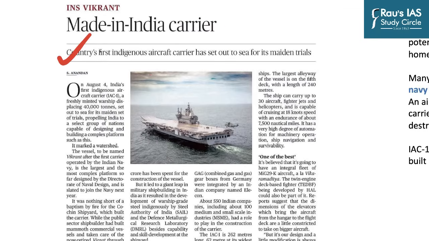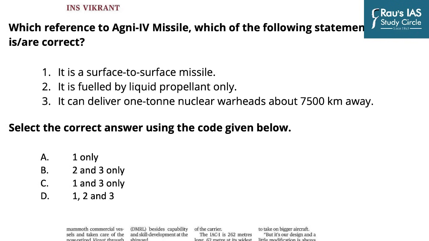Made in India carrier appears on page number 12 and it talks about India's first completely indigenous aircraft carrier INS Vikrant. Now some people have doubt with respect to these kinds of news. Is it necessary to read these news? And to give you that answer, I will take help from a previous year question.